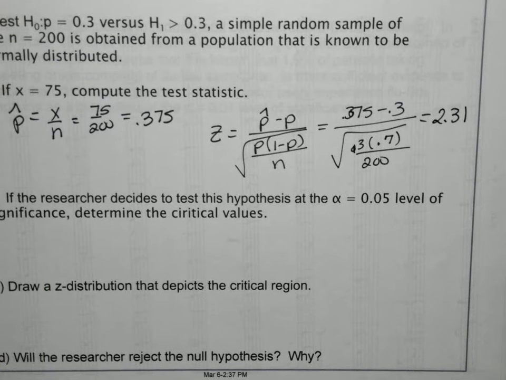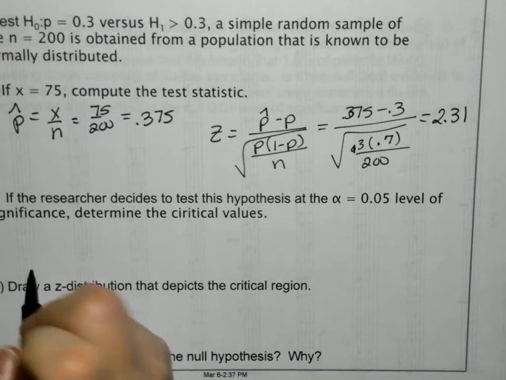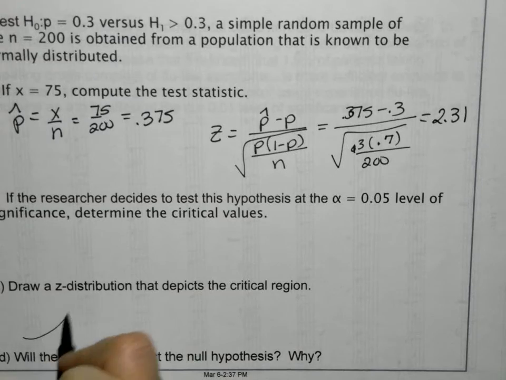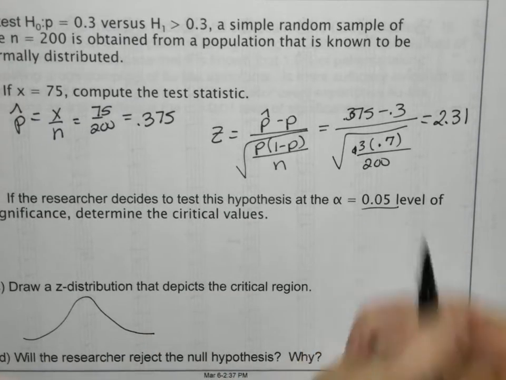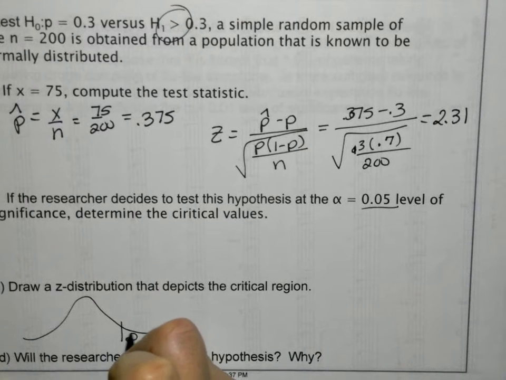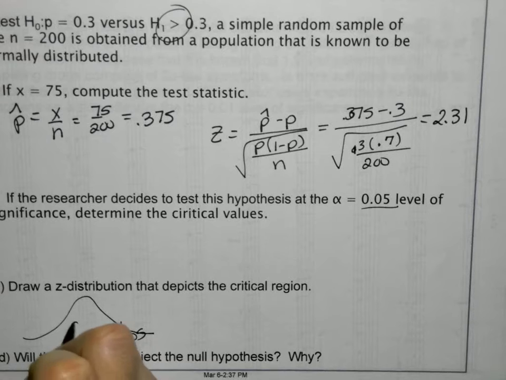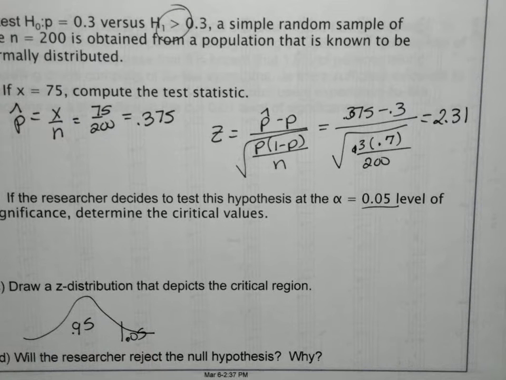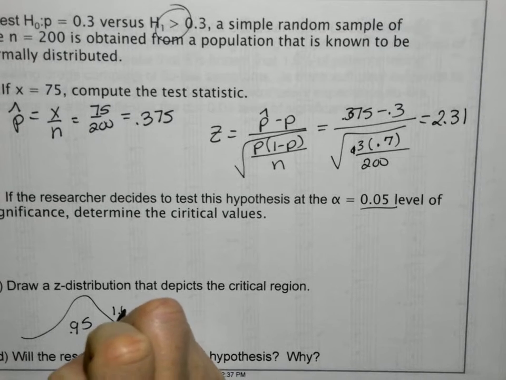test statistic. If the researcher decides to test the hypothesis at the alpha is 0.05 level of significance, what are the critical values? I'm going to go ahead and draw down here because it makes more sense to me. If I have 0.05 on the right, that means I need 0.95 over here. I grab my table, or I look up in my little cheat sheet. I need 0.95, oops, going the wrong way. Looks like 1.645.